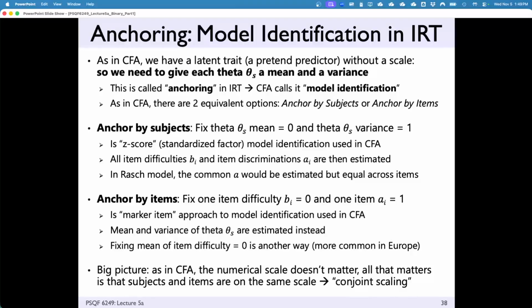Similar to CFA, when we talked about factor analysis before, we said we need a way to identify where the mean of the latent variable and the variance of the latent variable happen to be, because we can't observe them. Those methods are still the same in item response theory. In the Embretson and Reise text, you sometimes see this called anchoring. I don't know that that's exactly it, but model identification is basically it.